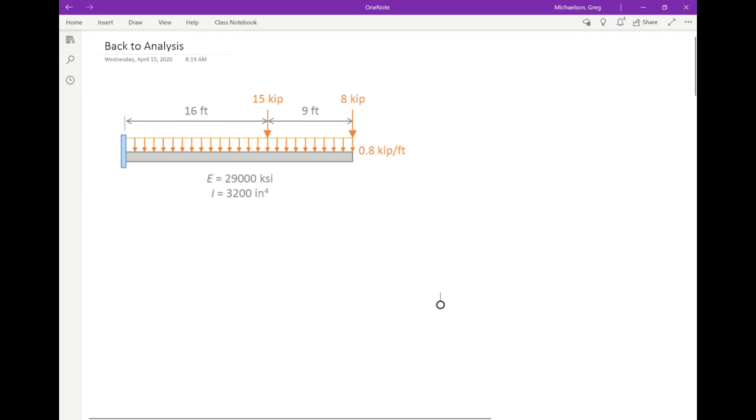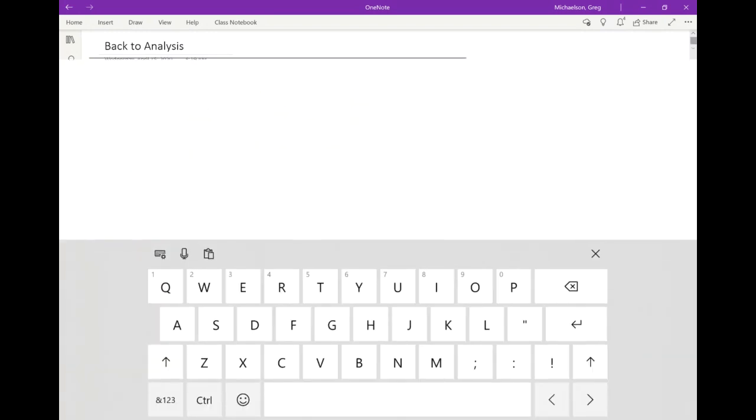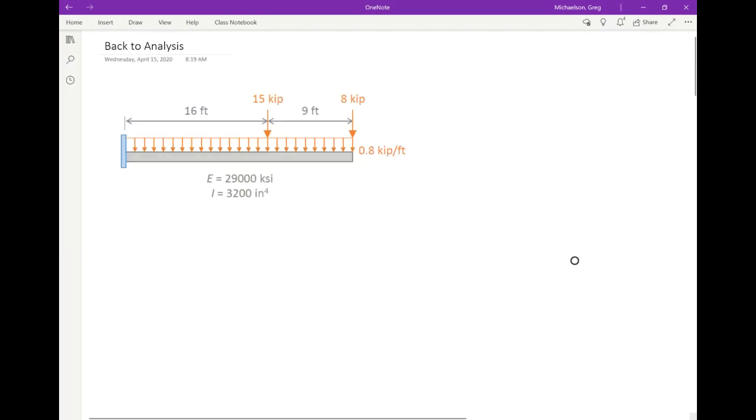Now, the one thing to keep in mind is that there are 3 loads present. There is a distributed load, there is a 15 kip point load, and an 8 kip point load. There's 3 different loads. So with each of these loads, we need to handle each of them separately.